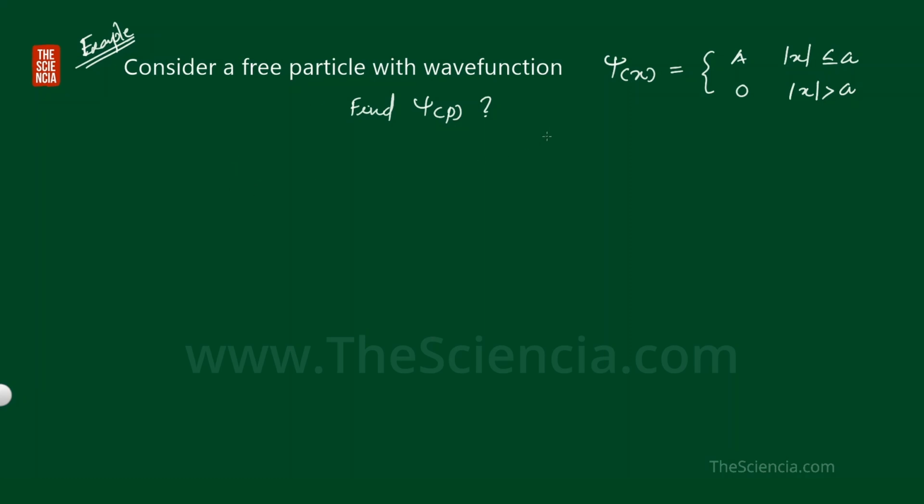See, a wave function is given in terms of x, and the question is to find that wave function in terms of p. So how can we do it? We can use the Fourier transform.